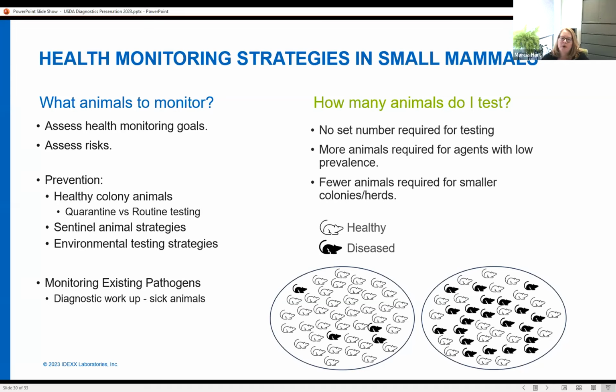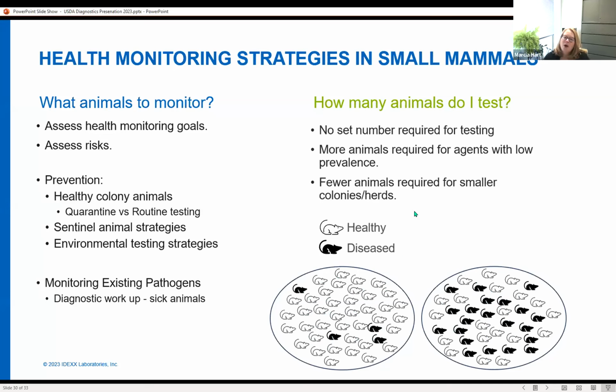More animals are required for agents with low prevalence. So here's a great pictorial of that. If my white animals are the healthy animals and my black colored mice are the diseased animals, as you can imagine, it's going to take sampling more animals to actually capture the diseased animals, versus a colony or herd where there is high prevalence. So there's just as many white mice or healthy mice as diseased mice. I could probably sample fewer samples from this population.